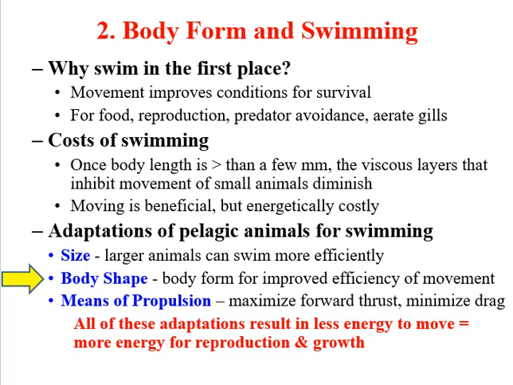So if you look at the size, body shape, and means of propulsion for all these different oceanic animals, what they tend to do, they have shapes, they have sizes, and they have means of propulsion that minimize drag and maximize efficiency of moving through the water. If you're expending less energy on locomotion, then you can channel that energy towards other things that are very important for survival, like reproduction and growth.